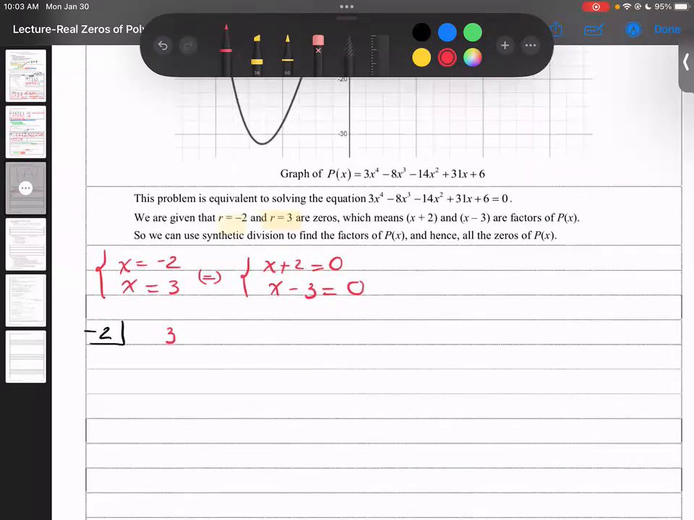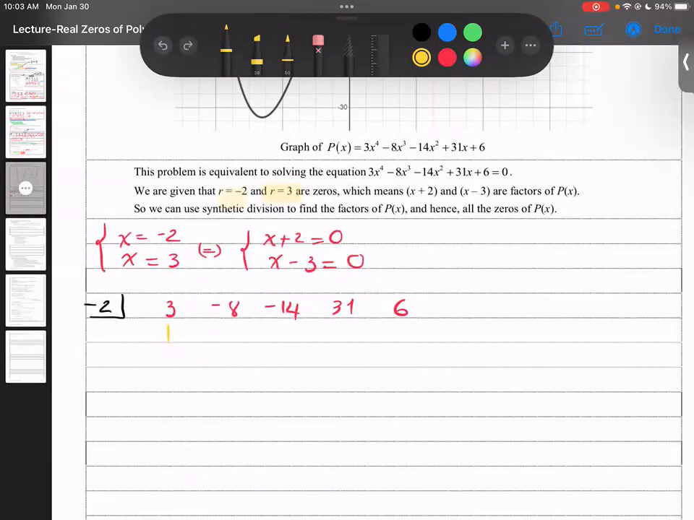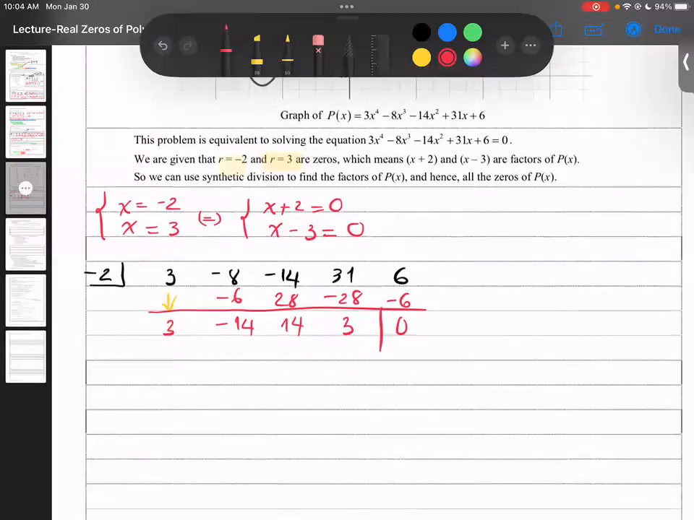I have 3, -8, -14, 31, and 6. Bring down the 3. Let me use black for the first row. 3 times -2 is -6. -8 plus -6 is -14, times -2 is +28, then -14 plus 28 is +14, times -2 is -28. 31 minus 28 is 3, -6, 0. Your remainder should be 0. If it's not, something is wrong. It should be 0 because x equals -2 is one of the zeros, right? x plus 2 is your factor.